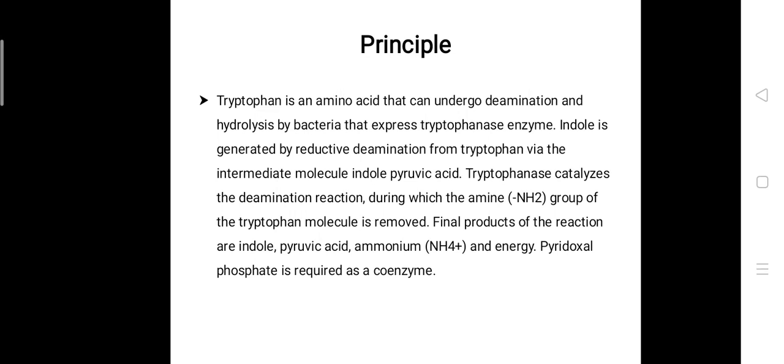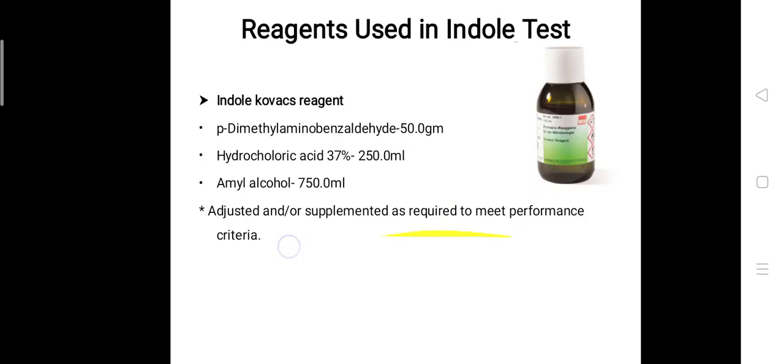Tryptophanase reacts with water, which is a hydrolysis reaction, to break tryptophan down to get three different products, that is indole, pyruvic acid, and ammonium ion. It is a kind of deamination reaction because it removes the ammonia group from carbon, so it gives out ammonium ion. So this is the principle of the indole test.